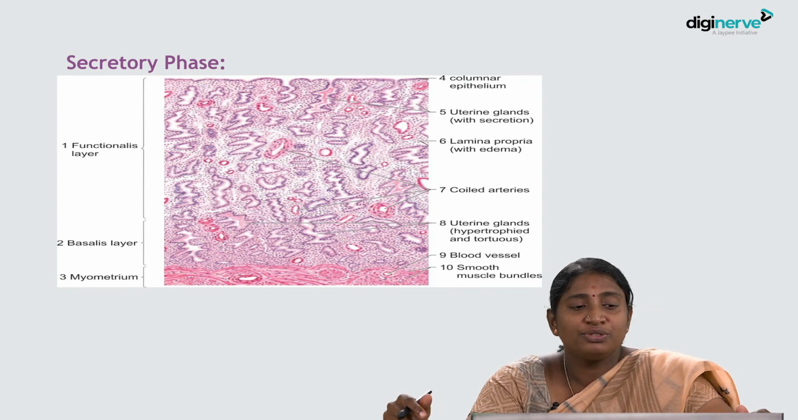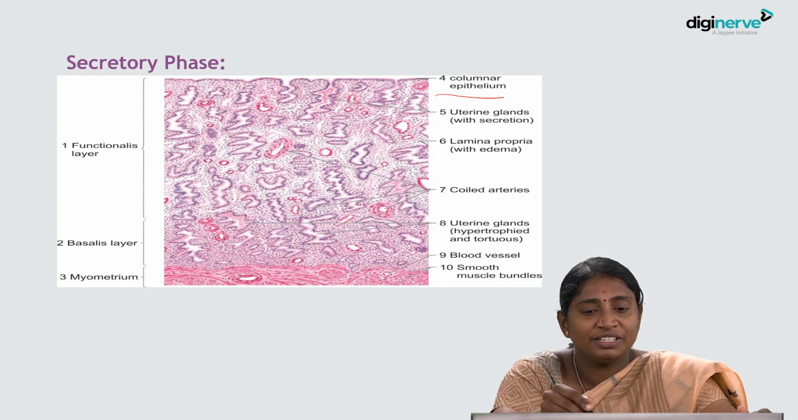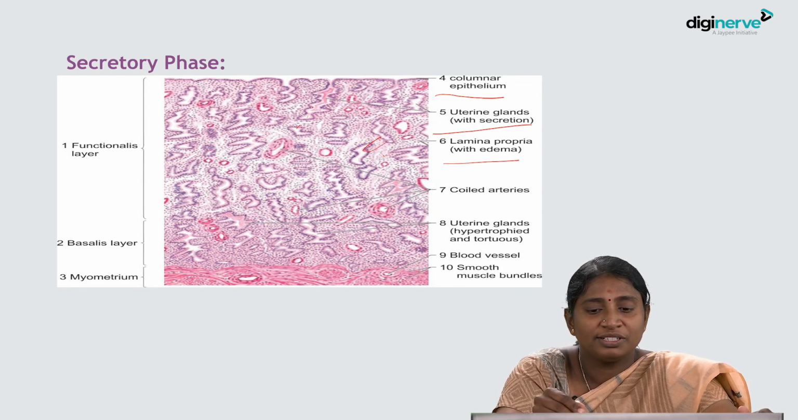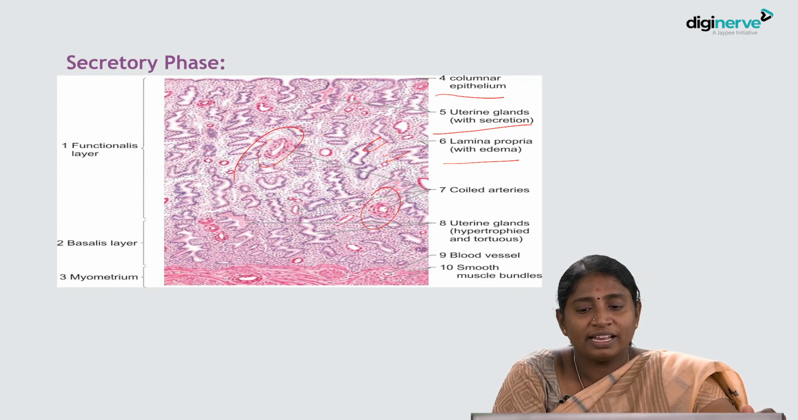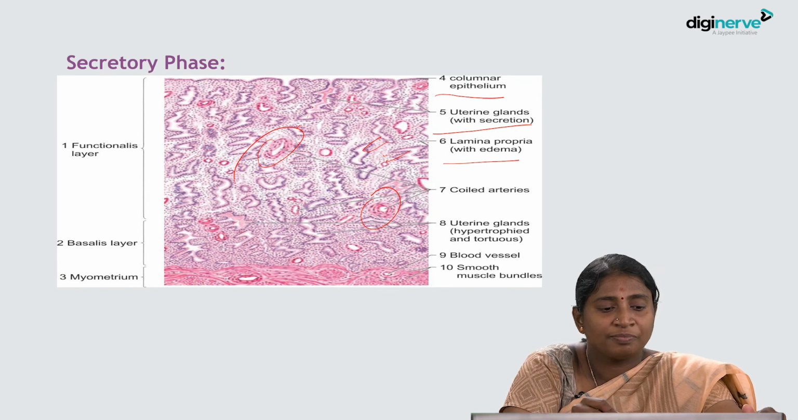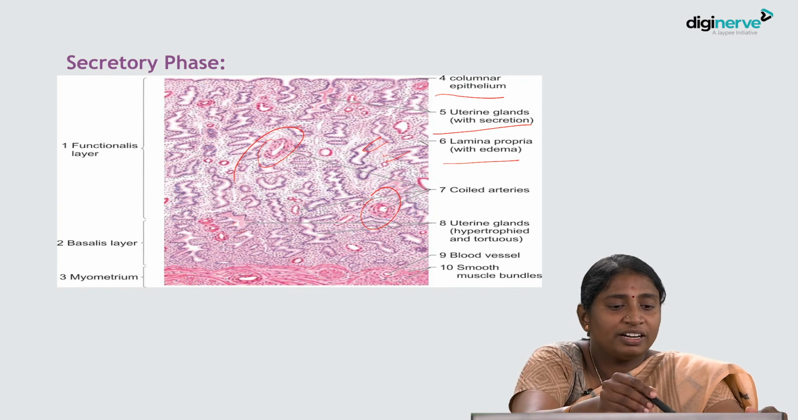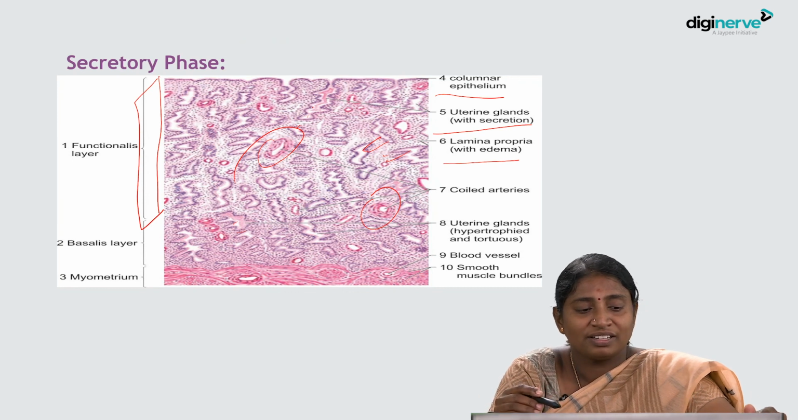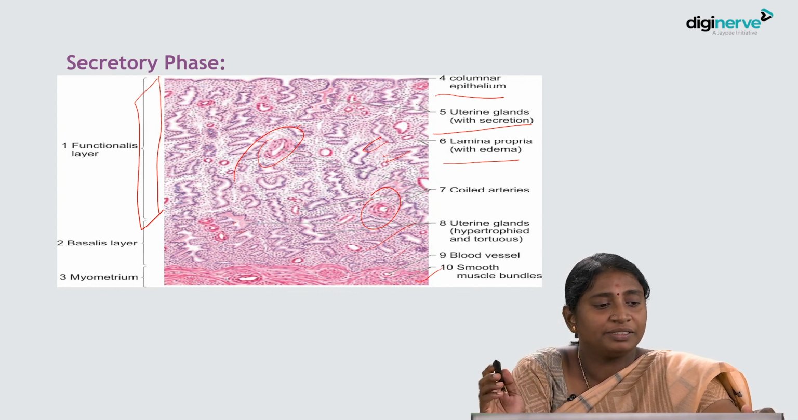In this diagram of the secretory phase, it shows a columnar epithelium and uterine glands with secretions. The lamina propria also shows edematous changes and you can appreciate the coiled arteries. The uterine glands are hypertrophied and tortuous. In the functional layer, you can appreciate that the length is also increased, and in the myometrium you can see the smooth muscle bundles and also uterine glands with hypertrophy in the basal layer.